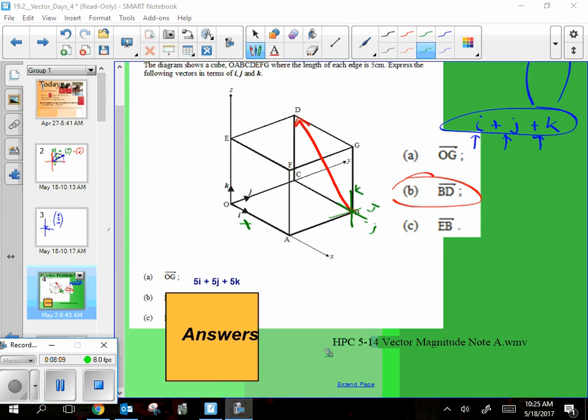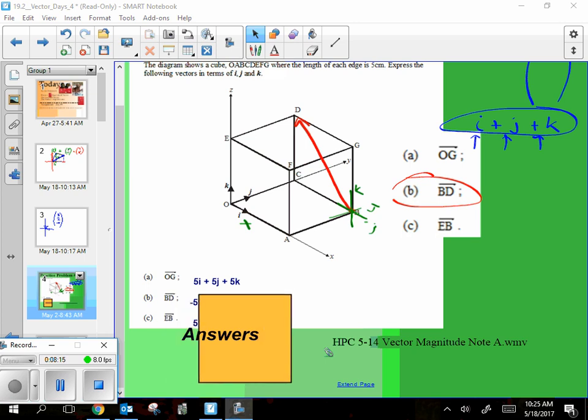It went negative in the I direction. Did you get negative 5I? Raise your hand if you did. Awesome. Then, what do you get in the J direction? It did not move at all in the J direction. So 0J, or you just don't even put J. And then 5K. Raise your hand if you had that one right. Good. And then the last one was 5I plus 5J minus 5K.